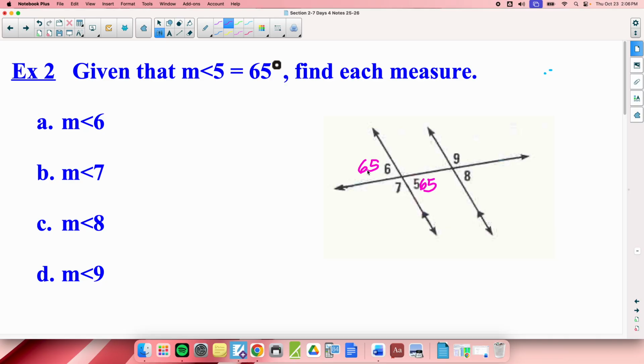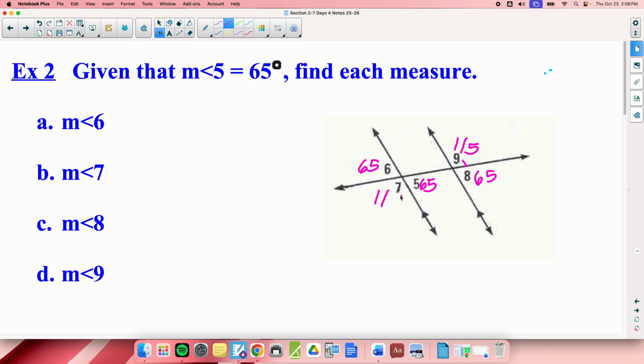Now, what kind are 6 and 8? Alternate exterior. So what would 8 be? 65. What do we know about these two? They add up to 180. Yes, and what's 180 minus 65? 115. Yep, correct. 7 equals 115.